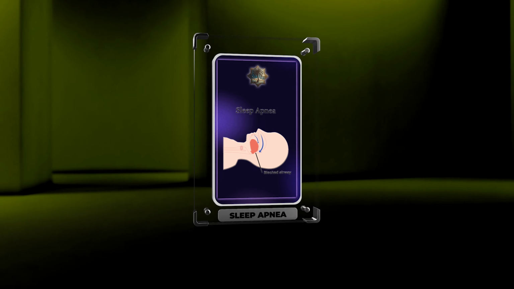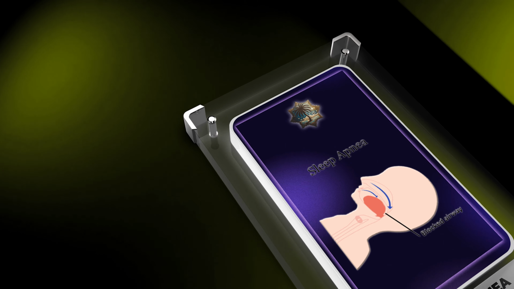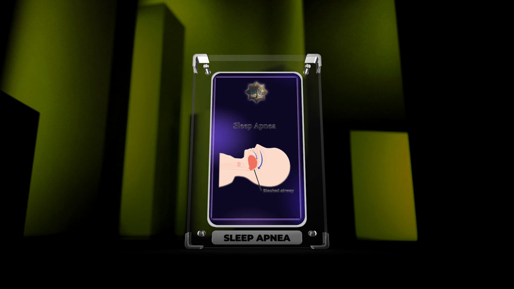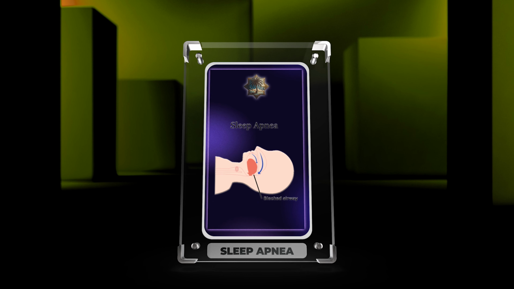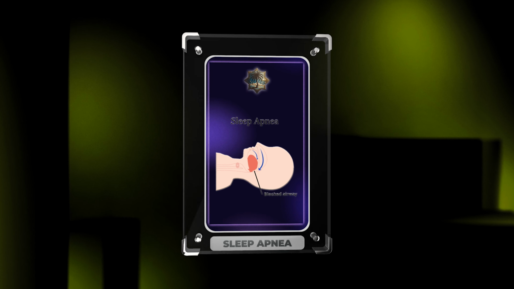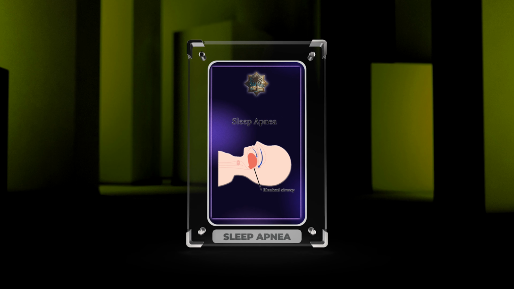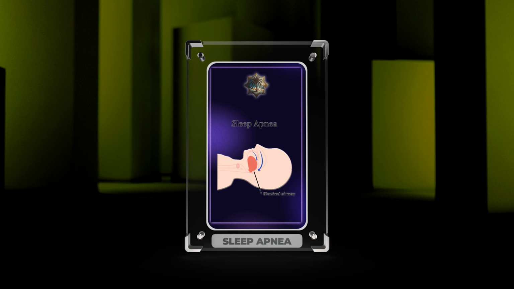Welcome to today's lecture on sleep apnea, a common sleep disorder that affects millions of people worldwide. In this comprehensive script, we will explore various aspects of sleep apnea, including its anatomy, etiology, pathophysiology, associated medical conditions, management strategies, and its impact on cardiovascular health. So, let's dive into the intriguing world of sleep apnea.